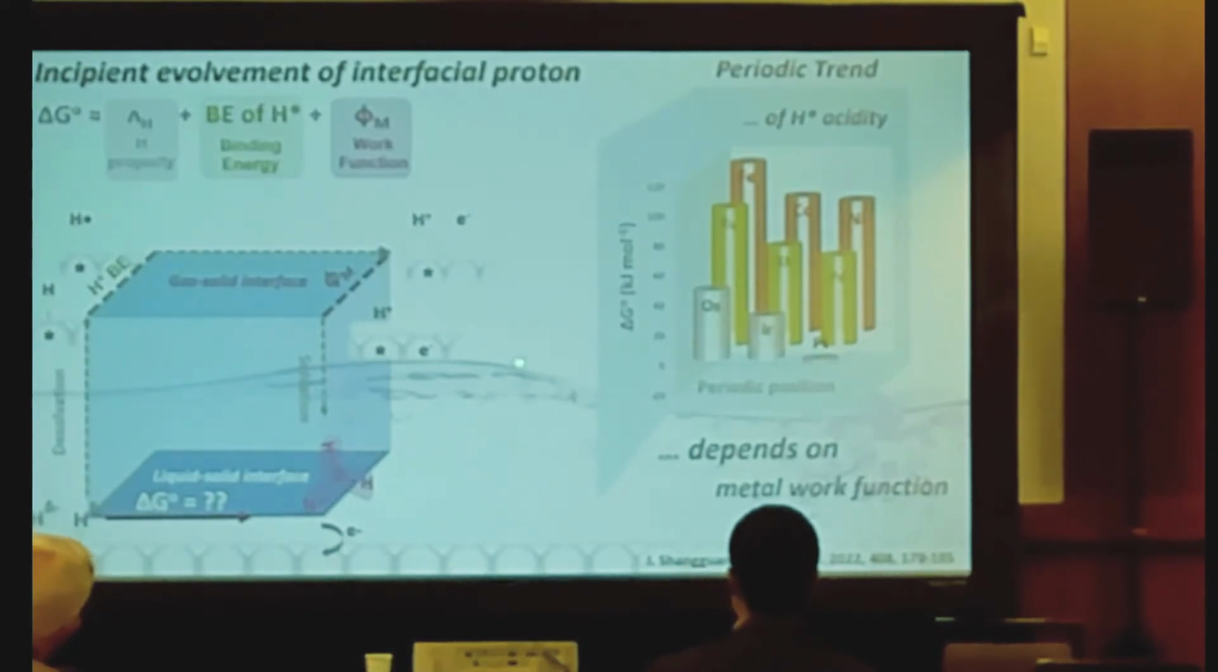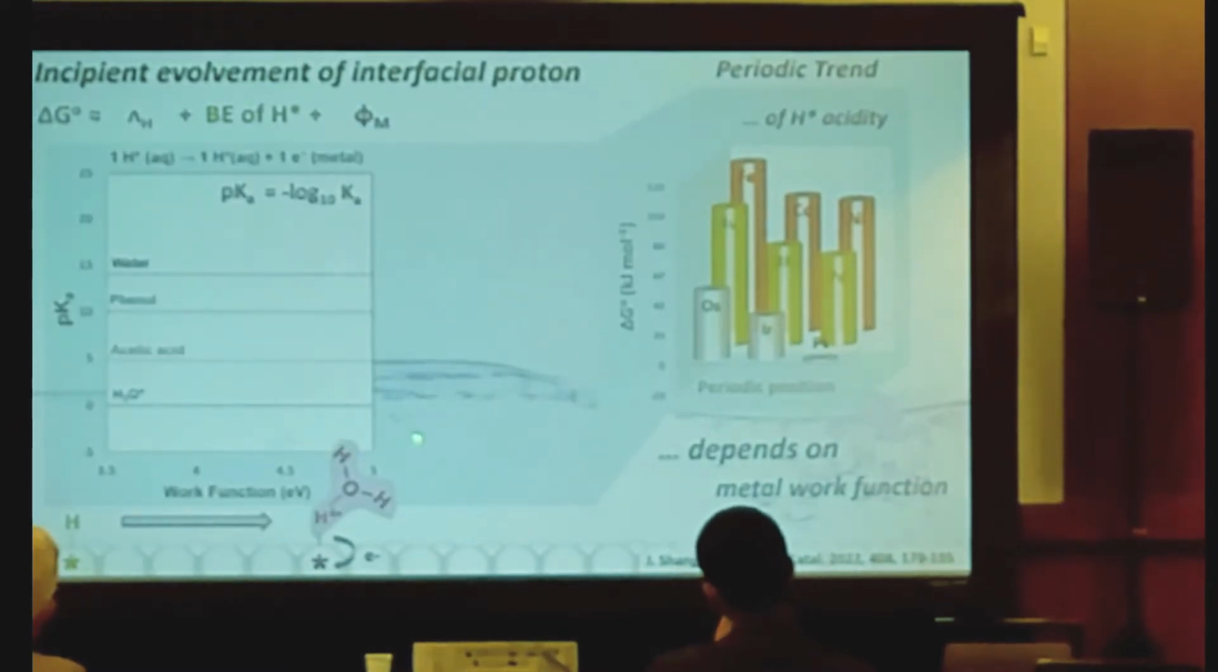Taking this part, we can then check the periodic trend of different transition metals and their delta G. Delta G is related to their acidity, and the main component here is the work function, which varies much more sensitively than the other component.